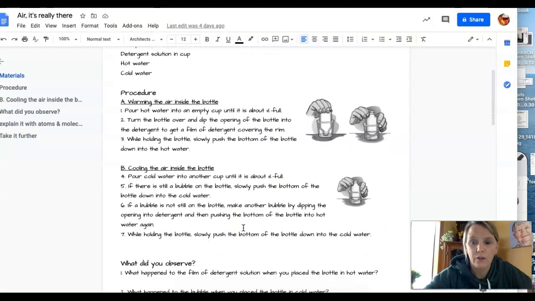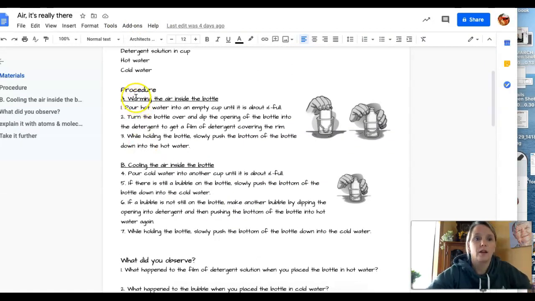Okay, our first part of the lab, we are going to warm the air inside the bottle. Okay, so I've got a little plastic bottle here. And it appears to be empty, right? There's no liquid in it, but is it really empty? That's my question to you. Is it really empty? What's in here right now? Air. It's full of air, right? It's not full of liquid, it's full of a gas, okay?